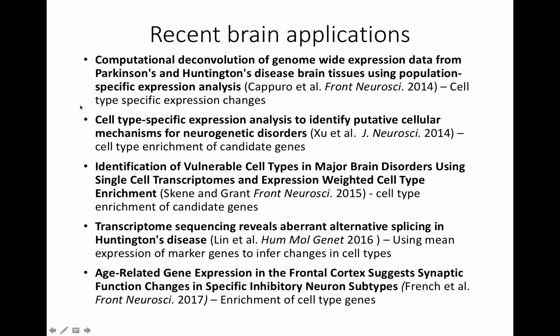In brain, this is just a sampling of some of the papers we've found where people have used methods like this. Again, there's a variety of approaches and angles that people come from when they do this. We see ones in Parkinson's and Huntington's disease, neurogenetic disorders, and aging. I'm sure there are others. I'm saying all this to make sure it's clear that this is not some crazy idea that we dreamed up, and that lots of people are doing this.